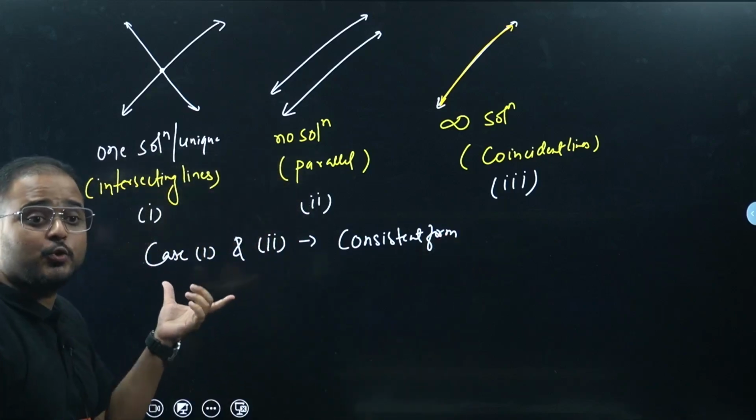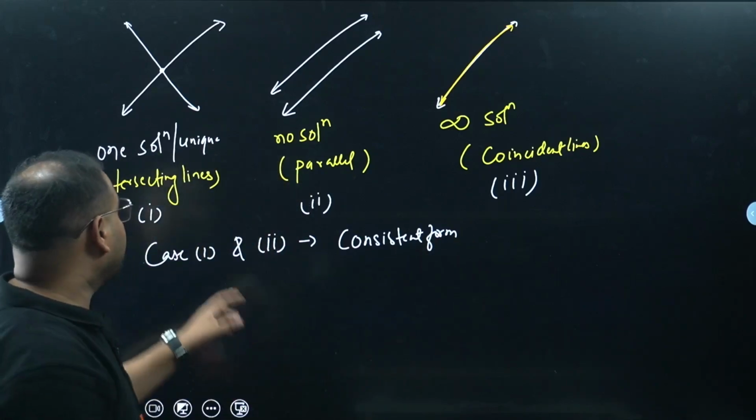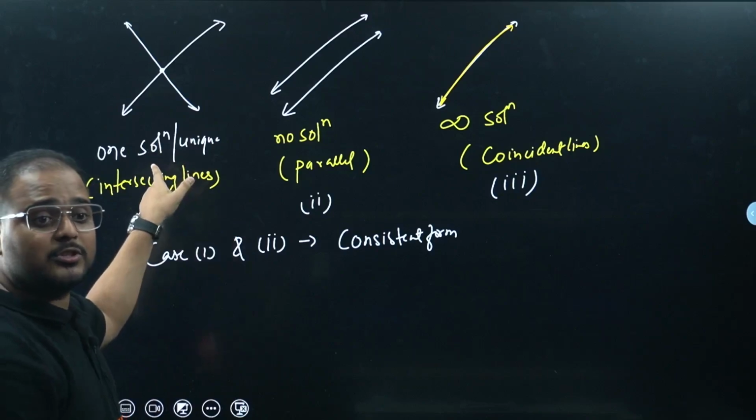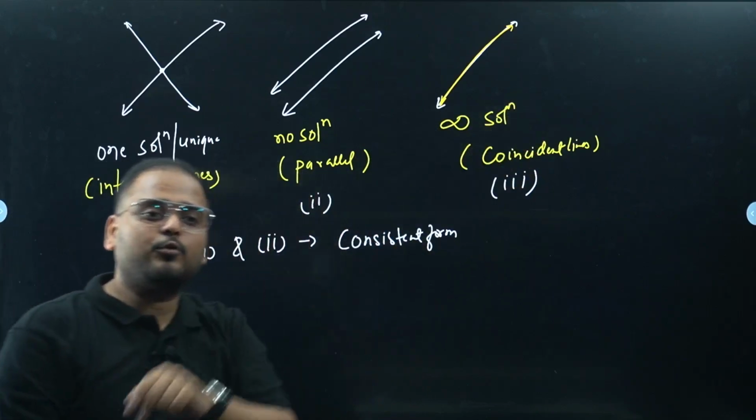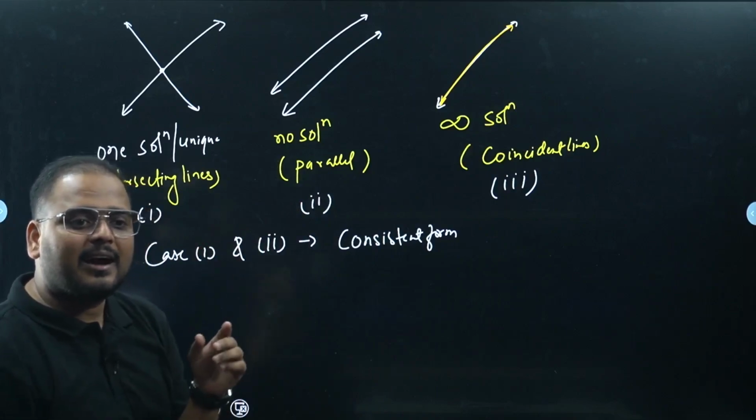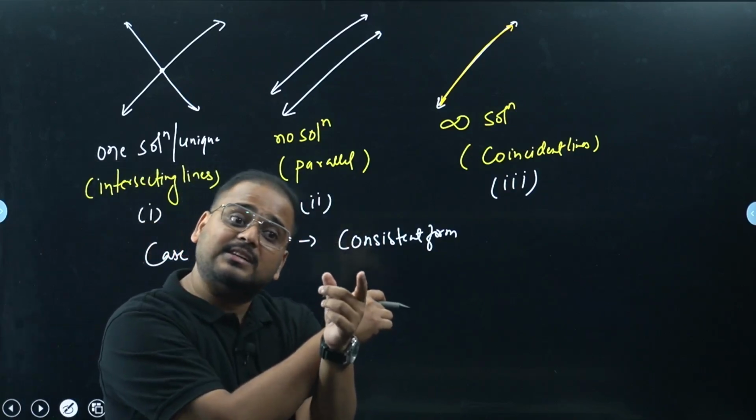Case 1 and case 2 together are called consistent form. Means at least one solution, but it can have more than one also, infinite. Okay, but can it have two solutions? Can a line after intersecting once intersect again?